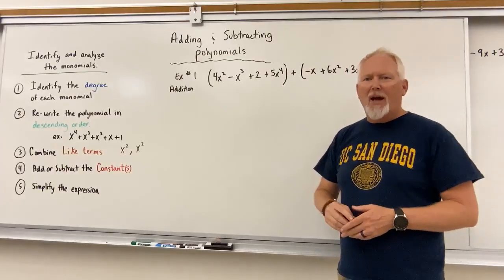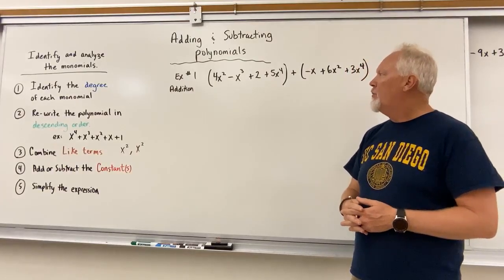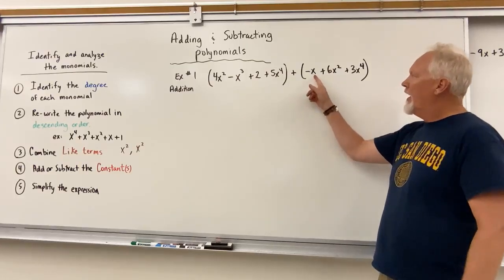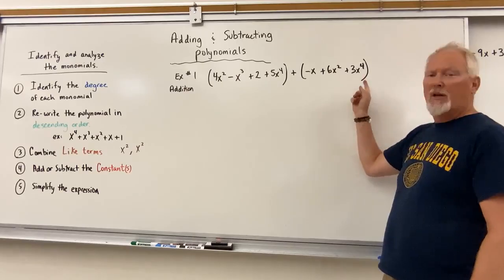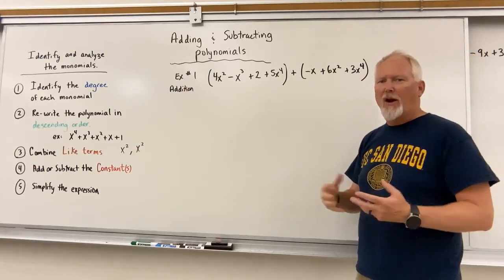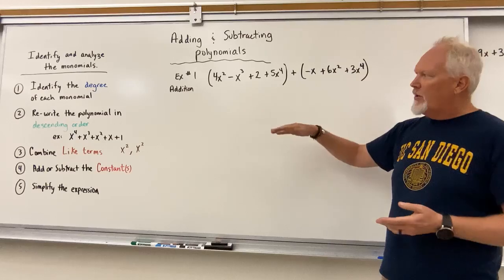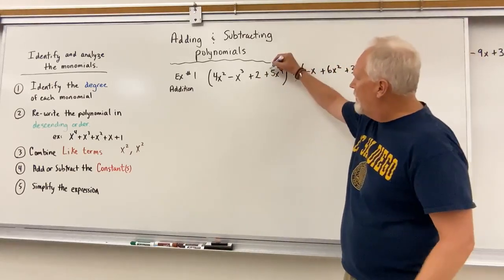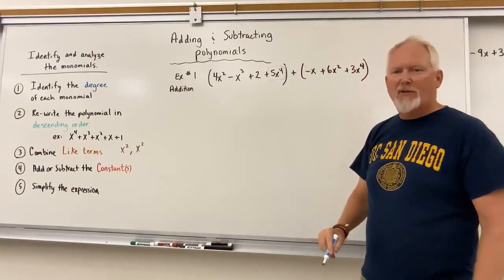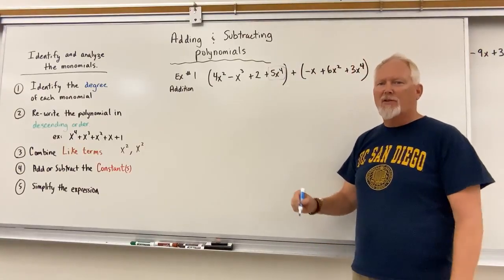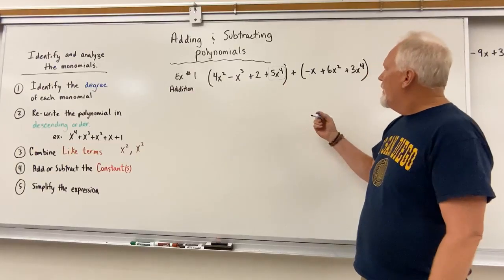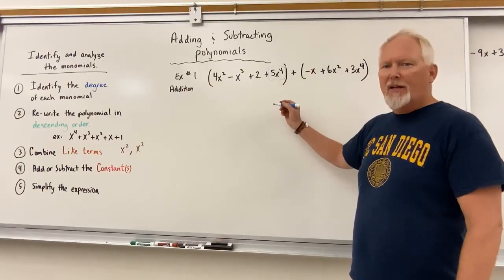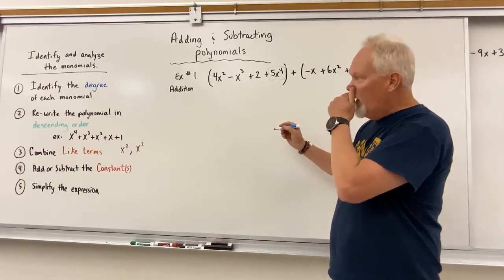4x squared minus x cubed plus 2 plus 5x to the fourth plus all this, negative x plus 6x squared plus 3x to the fourth. All right, so what we want to do first, again, is identify the degree. So we have a degree 4, because here's 5x to the fourth, excuse me, and that is a degree 4.